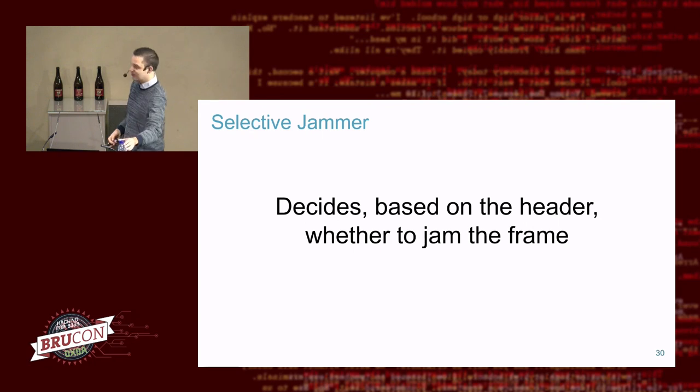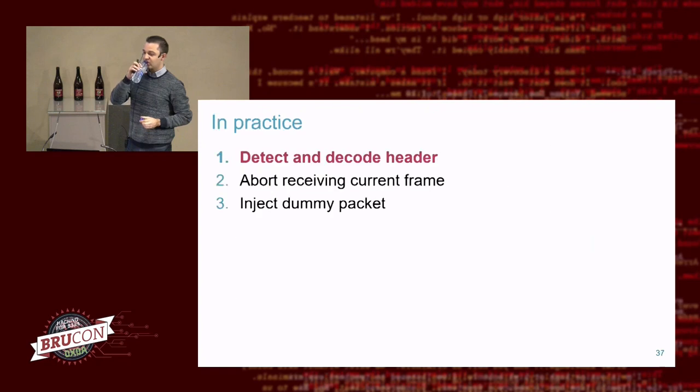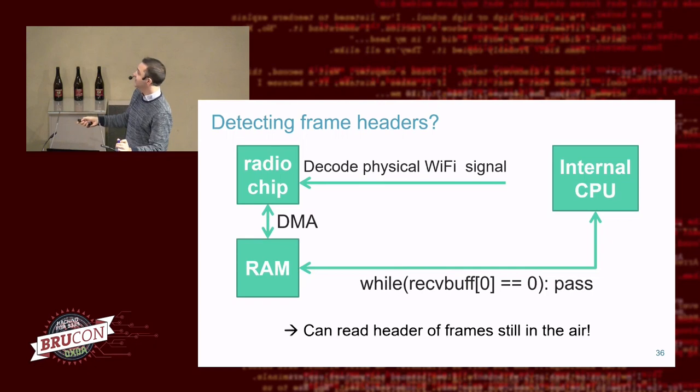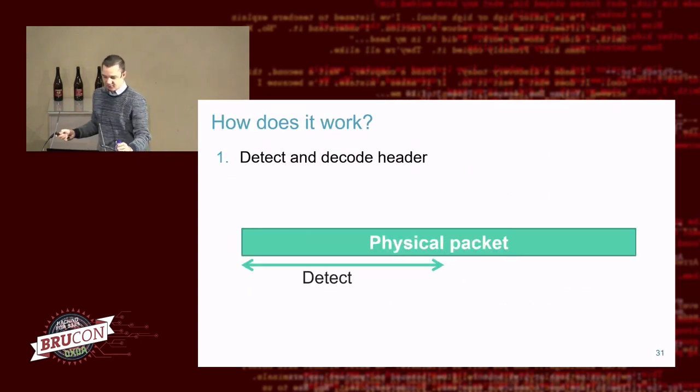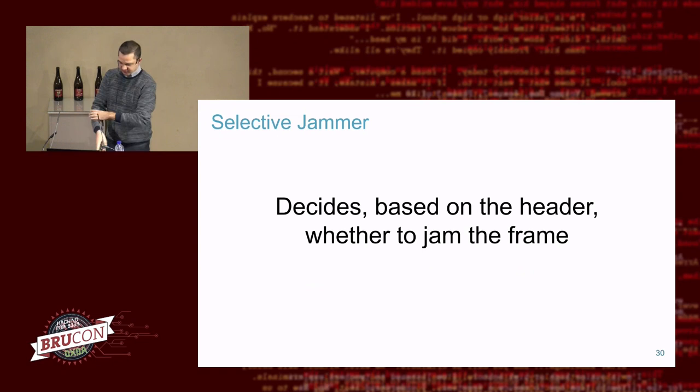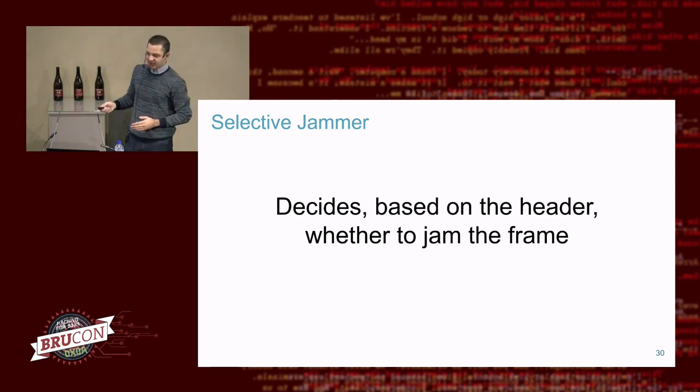So now we get to the second part, where we will implement a selective jammer. So what a selective jammer does is it will decode the header of a Wi-Fi frame while this Wi-Fi frame is still being transmitted. And then based on the MAC addresses that occur in the header, it will decide whether it will jam the remaining content or not.